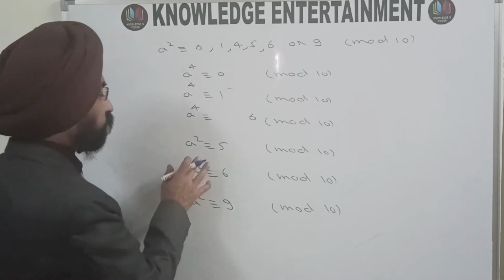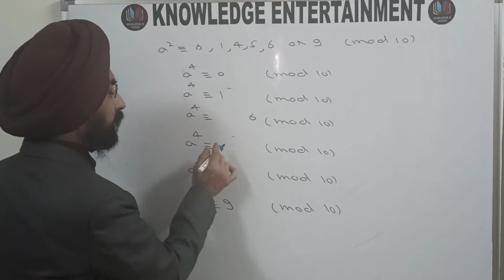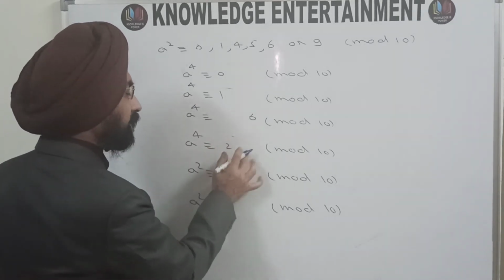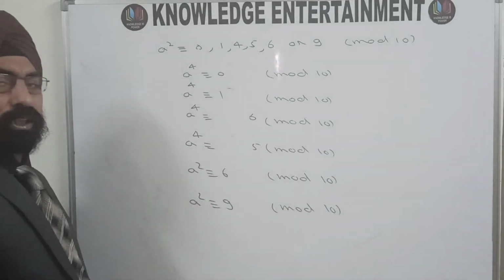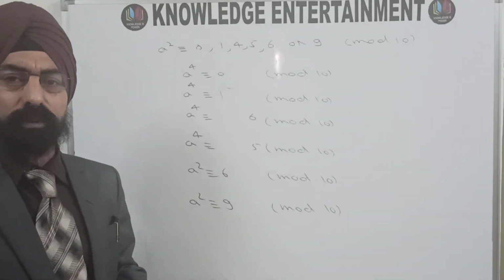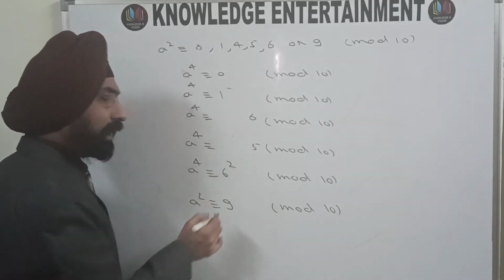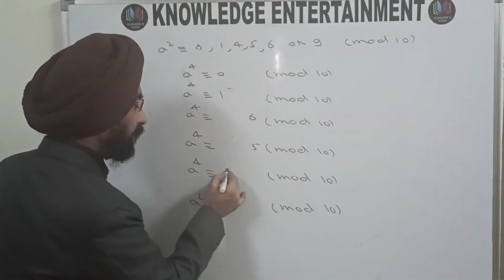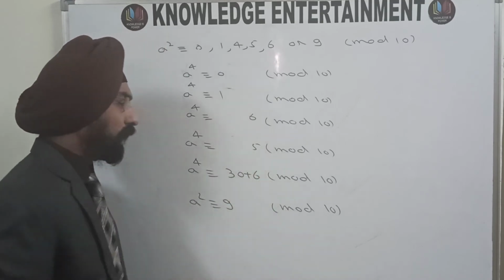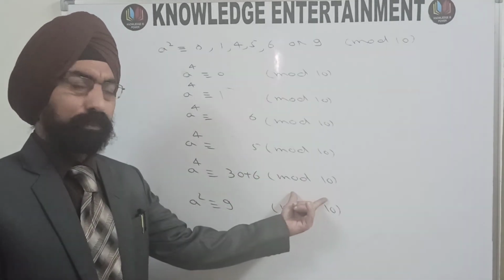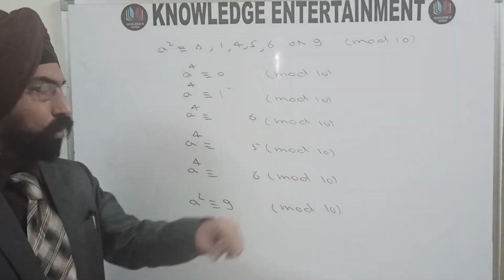A square is congruent to 5, so a power 4 is congruent to 5 square, and 5 square is 25. 25 once again you can write as 20 plus 5. So 20 being a multiple of 10 can be removed. So a power 4 is congruent to 5 modulo 10 is possible. Next case, once again a power 4, 6 square. 6 square can be written as 36. 36 can be written as 30 plus 6. And since you are having modulo 10, multiple of 10, that means 30 can be removed. So a power 4 can be congruent to 6 modulo 10.